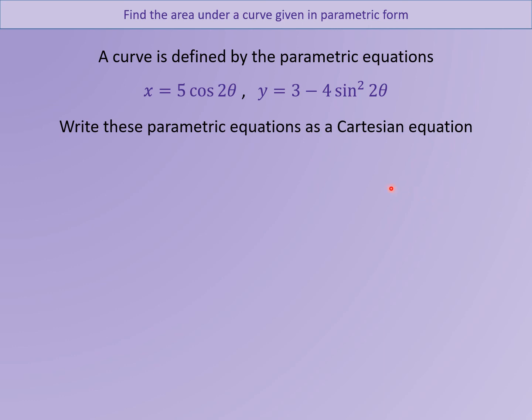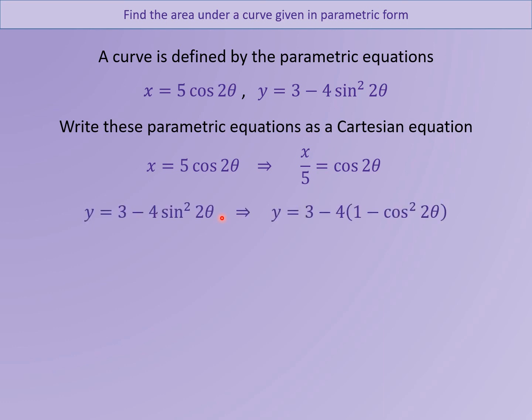Because we've got cos and because we've got sine, you can be thinking about the same identity that you did before, which is sine squared plus cos squared equals 1. Luckily, I've already got sine squared. If I get this to cos squared, that makes life a little bit easier. So a little bit of rearranging. Cos 2 theta is just going to be x over 5. So therefore, I know that sine squared 2 theta can be rearranged to 1 minus cos squared 2 theta. So this is the option I would pick.